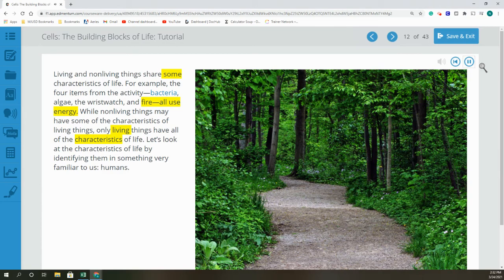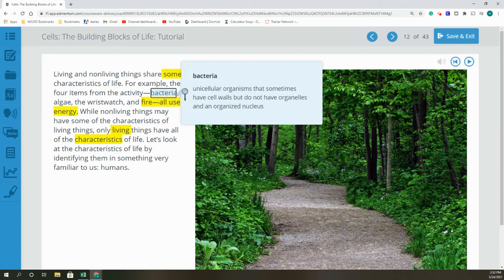Living and non-living things share some characteristics of life. For example, the 4 items from the activity, bacteria: unicellular organisms that sometimes have cell walls but do not have organelles and an organized nucleus. Bacteria. Unicellular. Think of a unicycle, one cell.